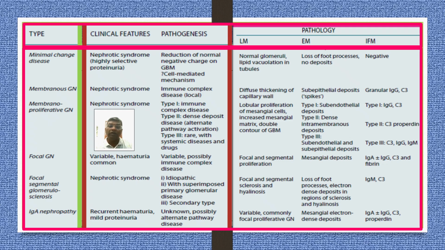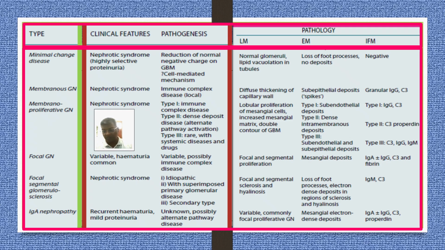Coming to focal glomerulonephritis, the clinical features will be variable. It may present with hematuria. In all the causes of nephrotic syndrome, there will be no hematuria. But in focal glomerulonephritis, hematuria is common. And the pathogenesis is variable. Possibly the cause may be immune complex disease.